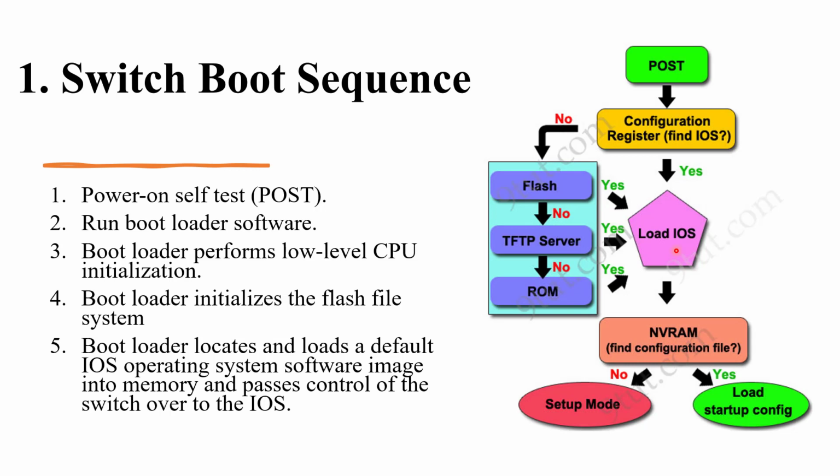Then the next step is, suppose you have already done some configuration, then it is going to search for the configuration file. Where is the configuration? Maybe you have already configured a static route, RIP protocol, OSPF protocol, or changed the name of the router. The configuration file will be available in the NVRAM.